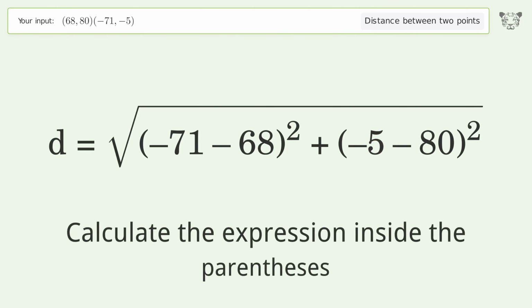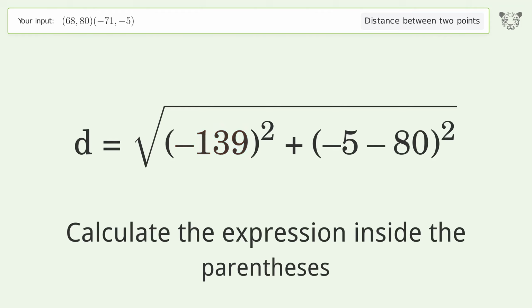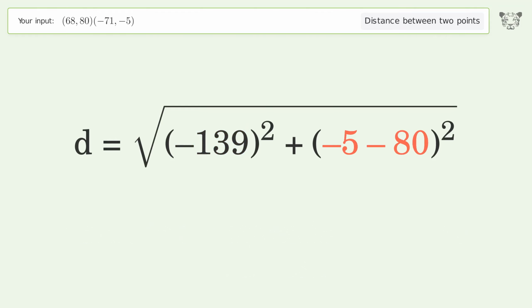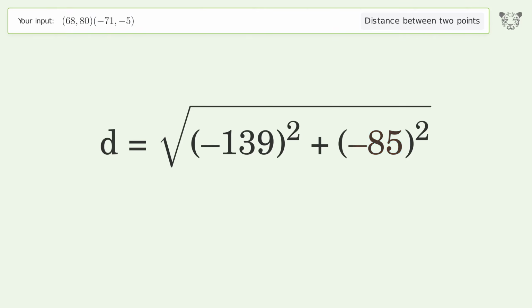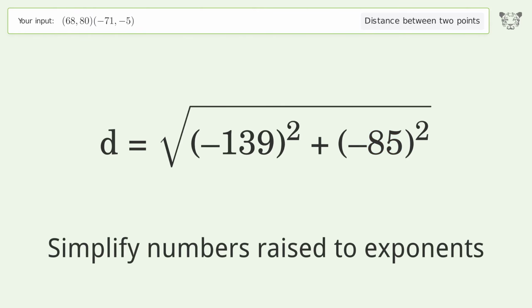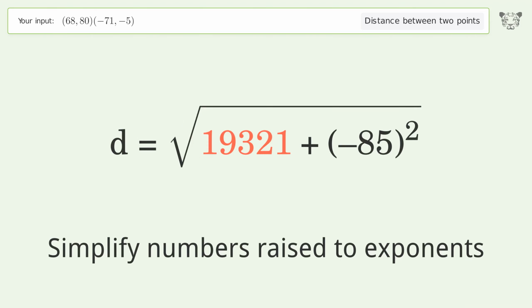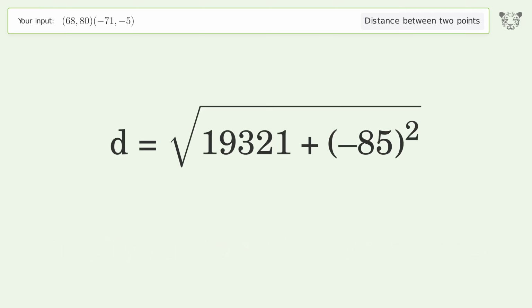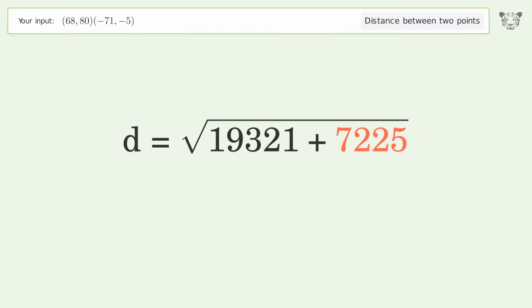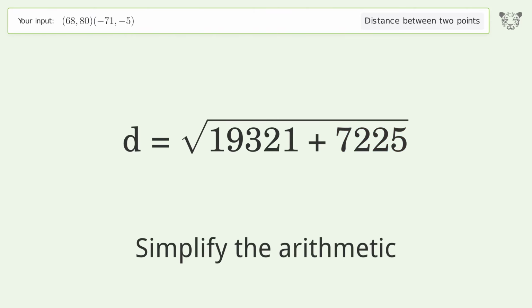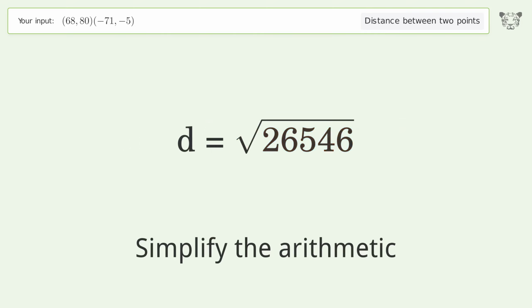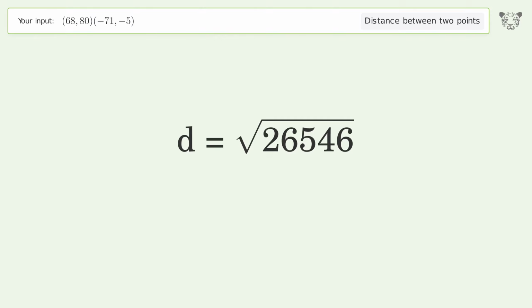Calculate the expression inside the parentheses. Simplify numbers raised to exponents. Simplify the arithmetic. And so the distance between the 2 points is the square root of 26,546, or 162.929.